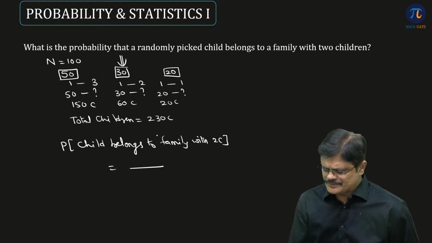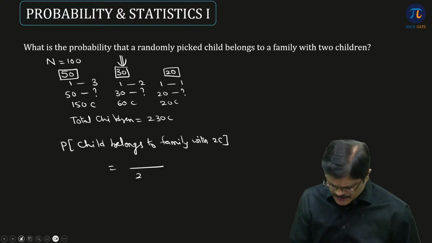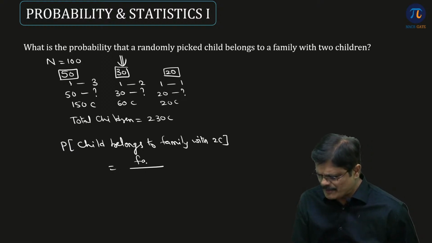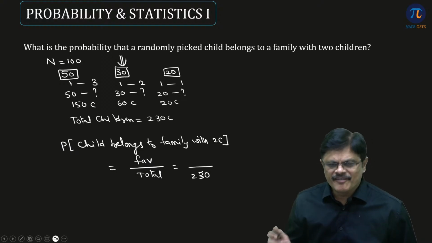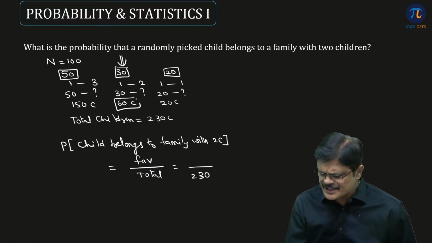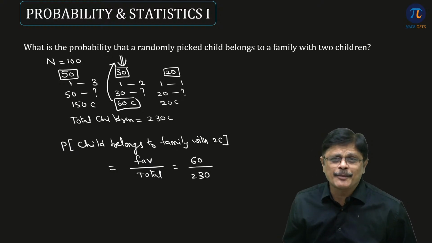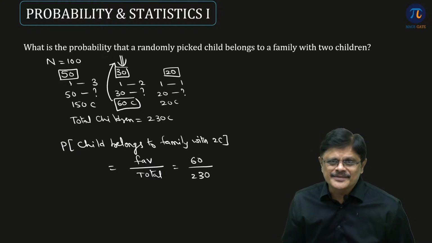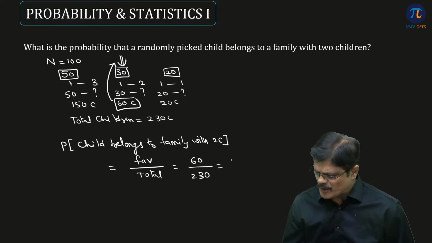So in total, you can just write down the formula also if you want. What is the formula? Favorable number of cases by total number of cases. Total how many? There are 230 children. Favorable how many children? 60 children favoring this particular condition. That is, 60 children belong to a family with 2 children. Clear?